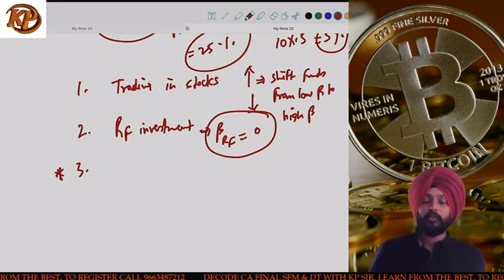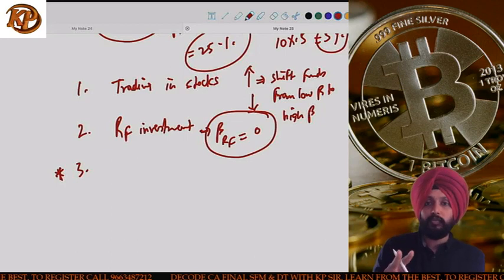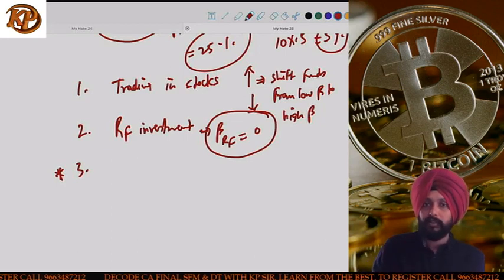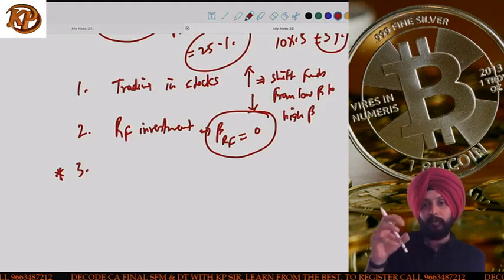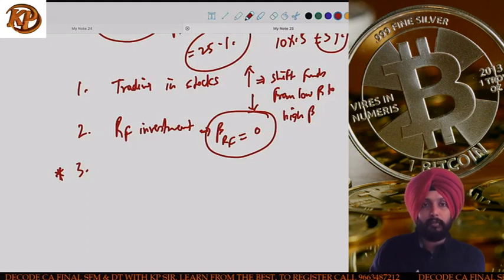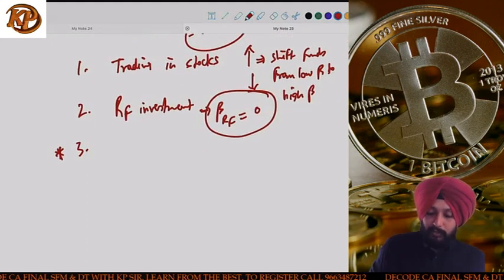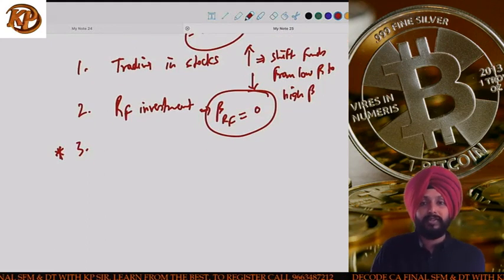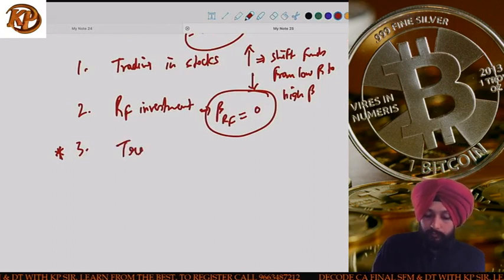Okay, I hope you understood. So there are two ways you can put money in risk-free securities. Either you can make fresh investments from your home, putting some money in the risk-free assets, or you can take out money from high beta stocks and put some money in risk-free securities. This way you can reduce the beta of the portfolio. And the last method, which is the most important method for us, is to trade in futures.